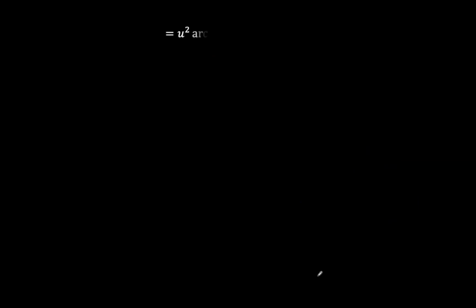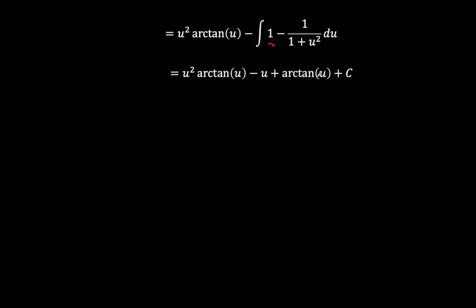Integrating 1 minus 1 over 1 plus u squared, the integral of 1 is going to be u, and then the integral of 1 over 1 plus u squared is the inverse tangent, arctangent of u. We won't go into details on how to integrate this. It's a very obvious thing. And then collecting like terms, u squared and 1 here, we have u squared plus 1 times arctangent of u minus u plus c.